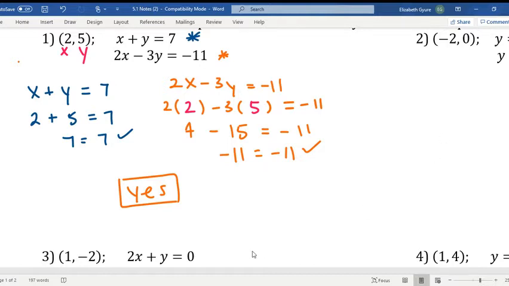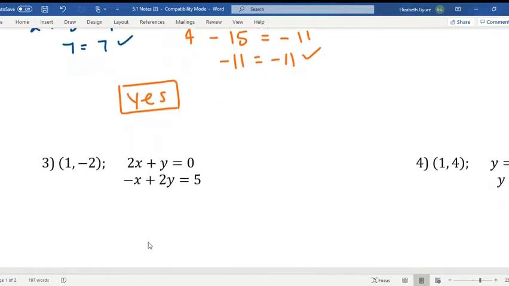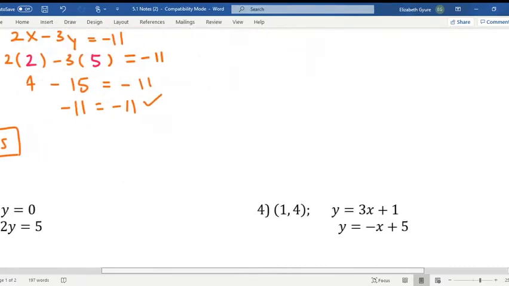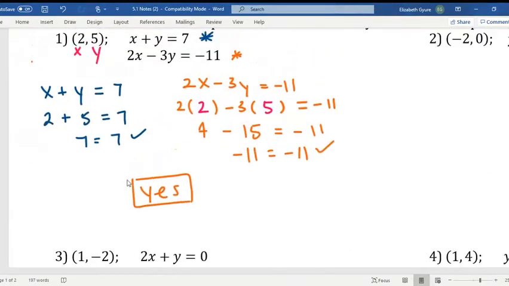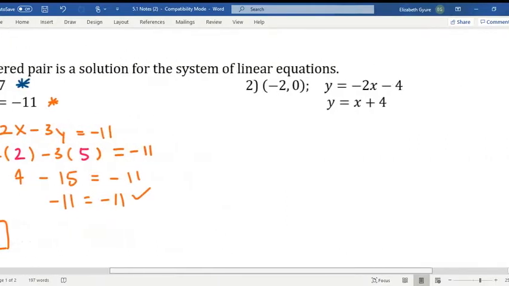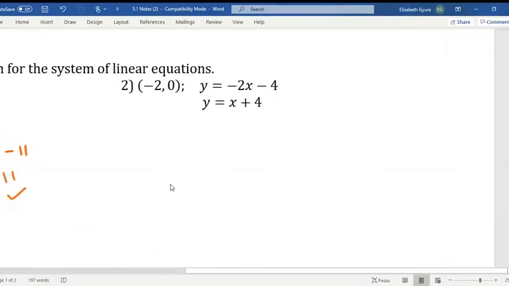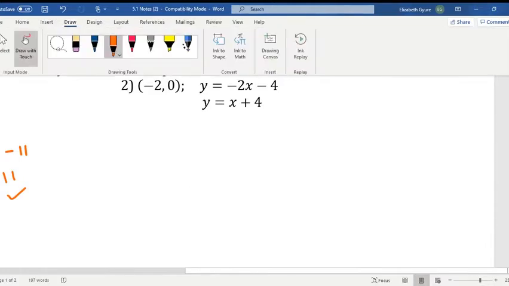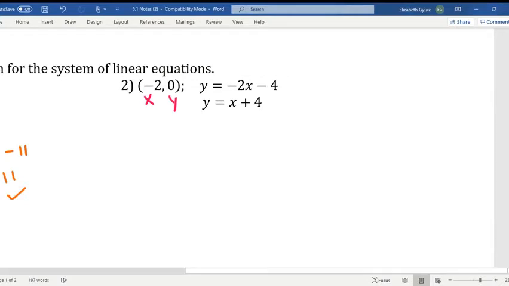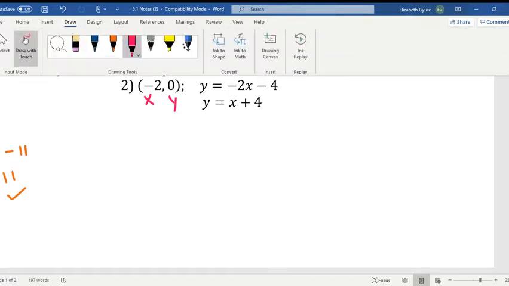All right, let's check number 2. And then I'm going to probably have you guys check one on your own. All right. Let's look at number 2. We have the coordinate point, negative 2, 0. So negative 2 is your x, 0 is your y. And then we're going to plug these in here.